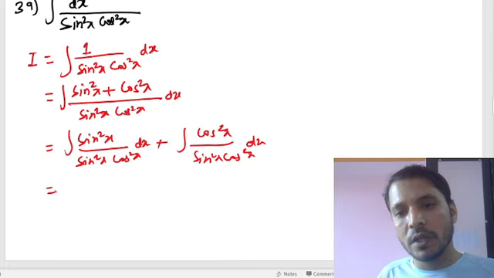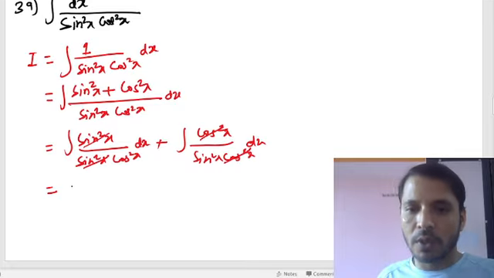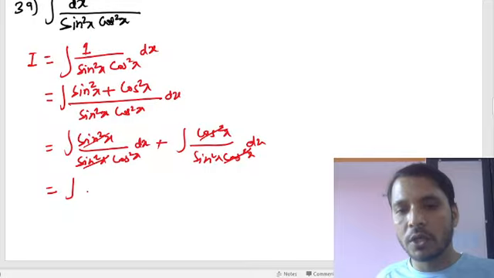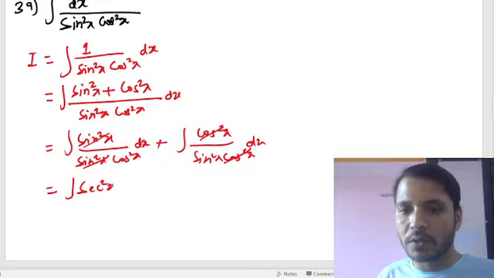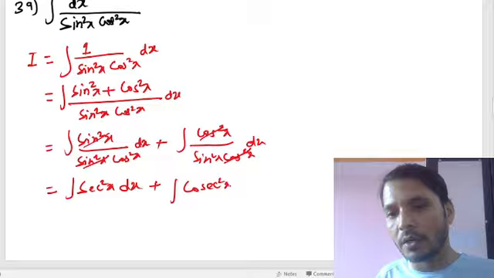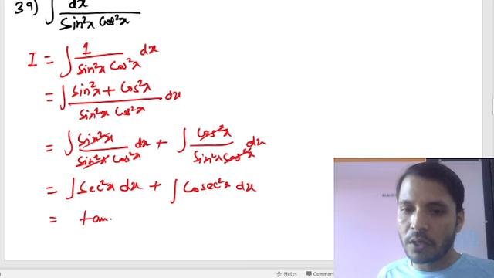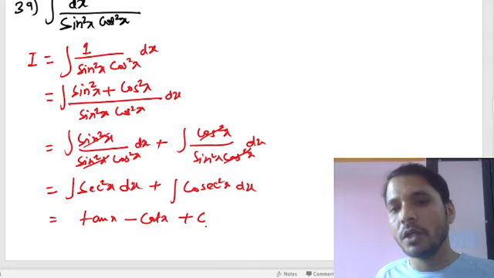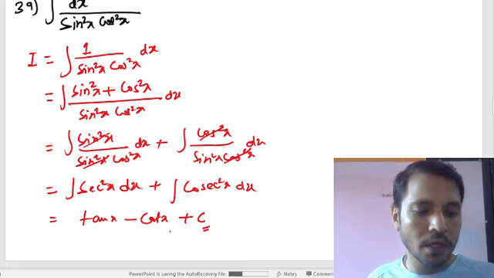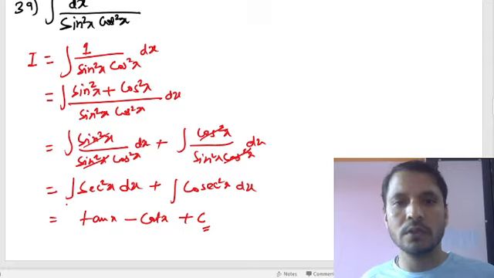Here sine and sine are common, so they get cancelled out. Here cos and cos are cancelled. The remaining terms are 1 by cos square x, which is secant square x dx, plus 1 by sine square x, the reciprocal of sine, which is cosecant square x dx. The integration of secant square x is tan x, and the integration of cosecant square x is minus cot x, plus c. This is the answer of question number 39. If you see the options, it is present in option B. This is the last question of the exercise.